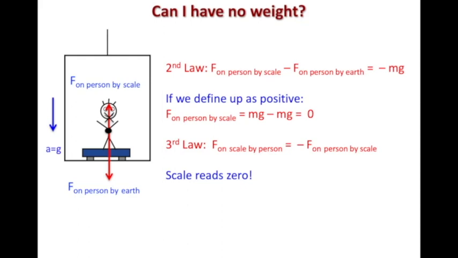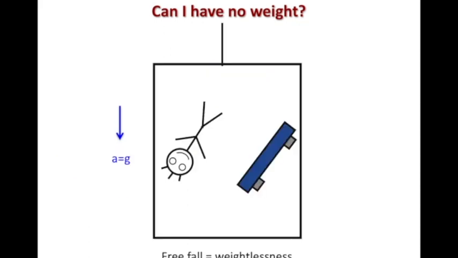So if the scale isn't pushing you back up at all, meaning the net force on you is just the force of gravity, which is free fall, then you're not pushing back on the scale at all either, because the equal and opposite 0 is just 0. And so if you just snip the cord in the elevator and you fall, then you'll feel weightless and you'll fall at an acceleration equal to g. And so that's why free fall feels weightless.